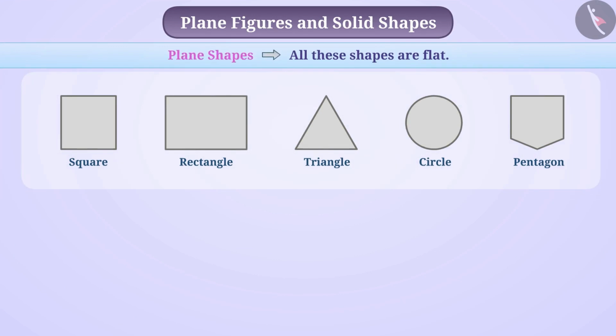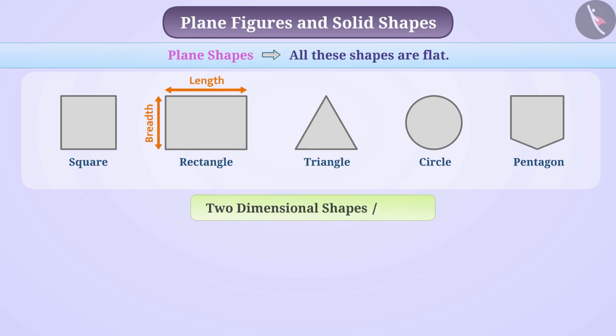A plane shape has two dimensions, length and breadth. So, these are called two-dimensional shapes. In short, these are called 2D. We can measure the length and breadth of these geometric shapes.